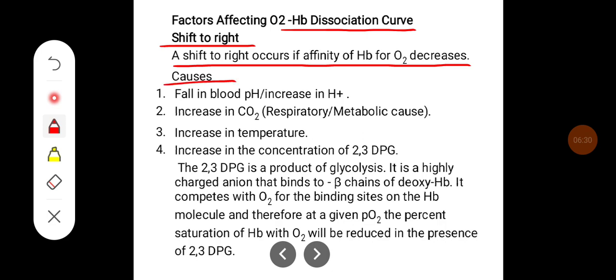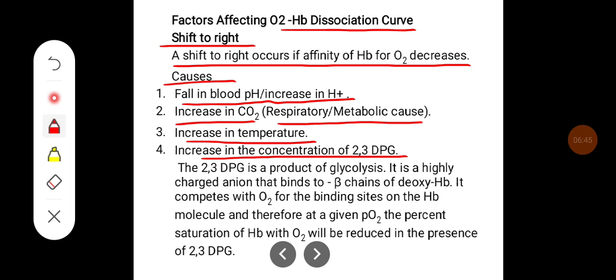Some of the causes are fall in the blood pH or increase in the H plus ion concentration, increase in the partial pressure of carbon dioxide, which occurs because of a respiratory or metabolic cause, increase in the temperature, increase in the concentration of 2,3-DPG, where 2,3-DPG is a product of glycolysis.